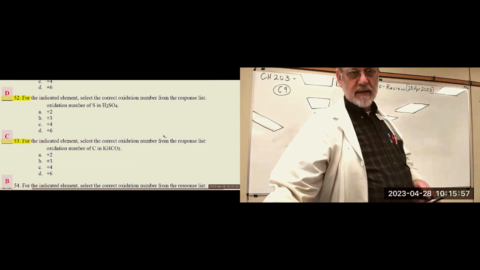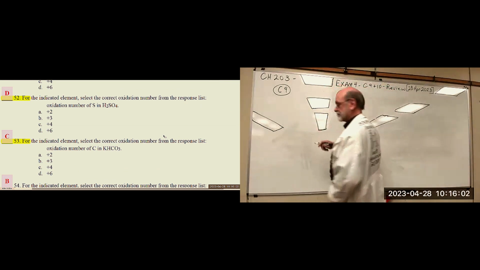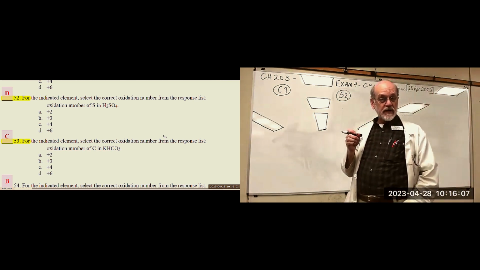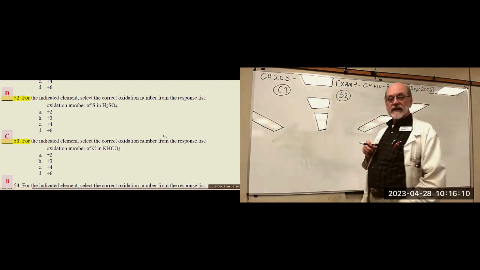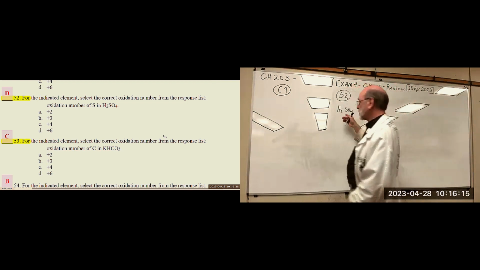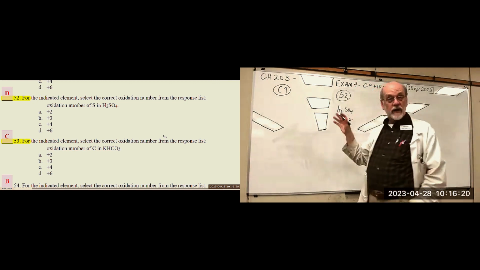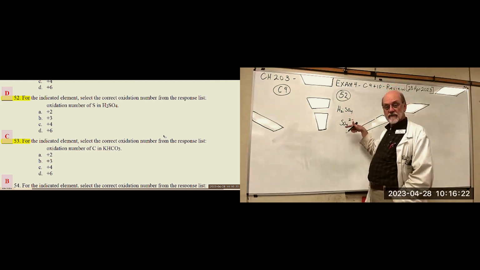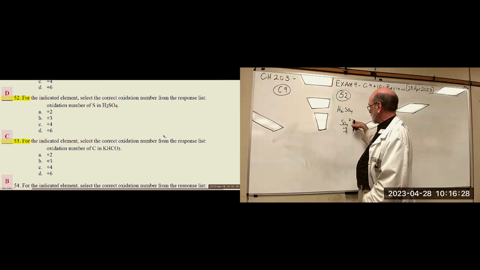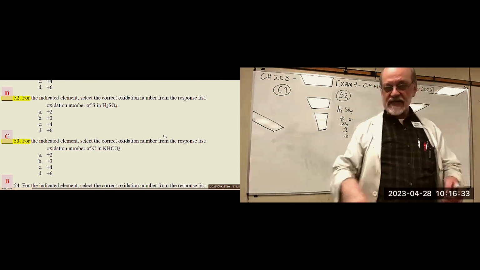All right. Oh, we're still in chapter 9. Okay, 52. For the indicated element, select the correct oxidation number from the response list. Sulfur in H2SO4. Remember, we could do it that way, or we could do it this way. Either way works. They're exactly the same oxidation number. So let's do it this way. This is a -2, so a -8 total, but we want to hold 2 out. -6. Sulfur is a +6. D is the answer.